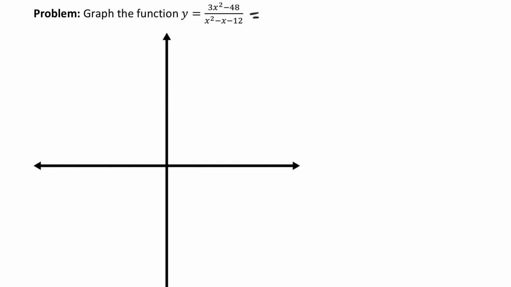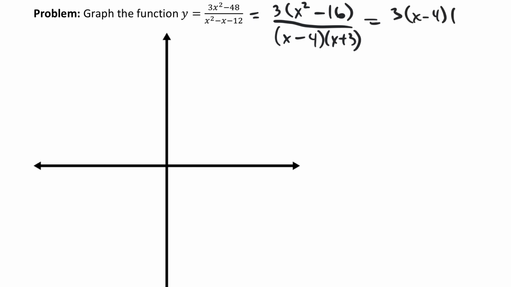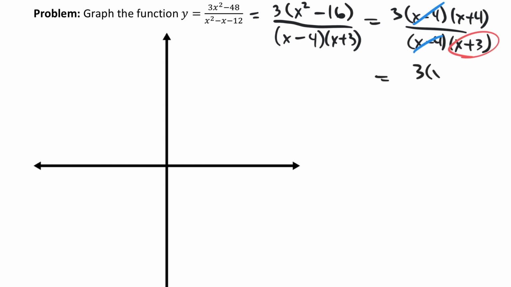All right, so assuming you gave it a try, let's factor out that 3 in the top. That'll be x squared minus 16. In the bottom, we're going to have x minus 4 times x plus 3. We can further factor the top as x minus 4, x plus 4, over x minus 4, x plus 3. Now remember, because this cancels out, it's not actually going to be a vertical asymptote. It's going to be a hole. But the remaining factor will be. So we're going to have 3 times x plus 4 over x plus 3.